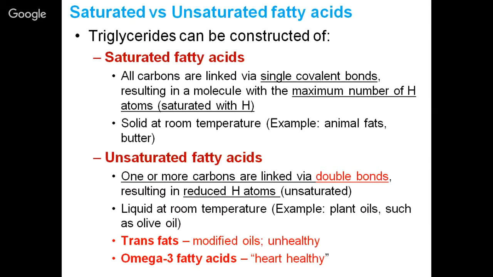With unsaturated fatty acids, the difference is that the carbon atoms are linked with double bonds, and this results in a reduced number of hydrogen atoms, and that is unsaturated. Mostly they are in liquid form, mostly plant oils, olive oil, and these come under unsaturated fatty acids. And trans fats are modified oils. As you all know, this is an unhealthy component. And omega-3 fatty acids, of course, help the heart and are a useful component for a healthy heart.